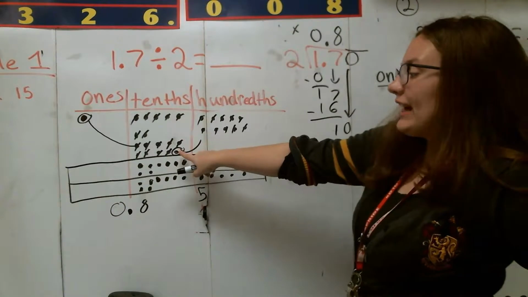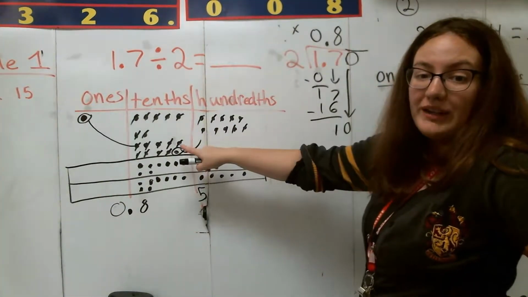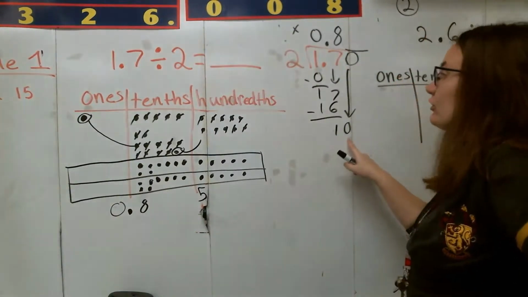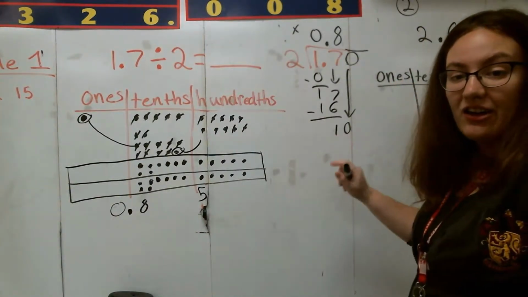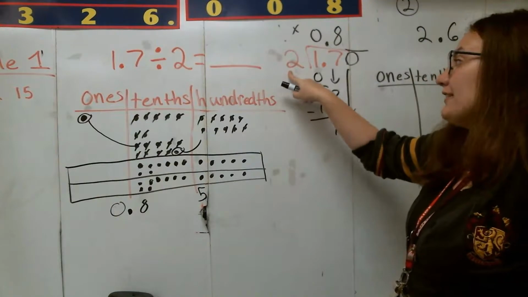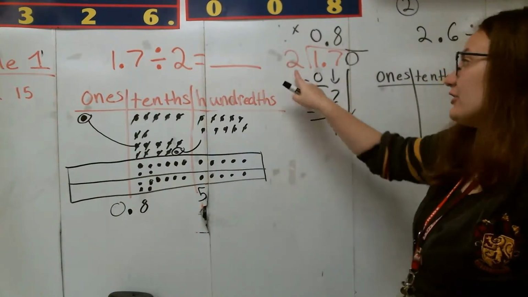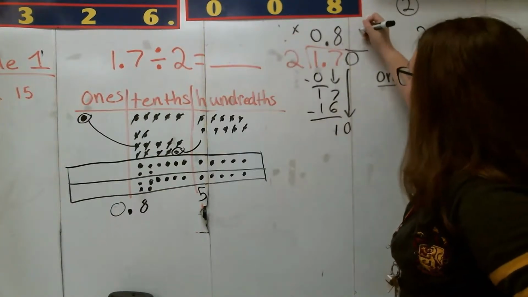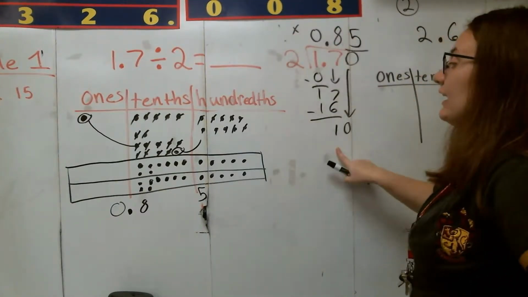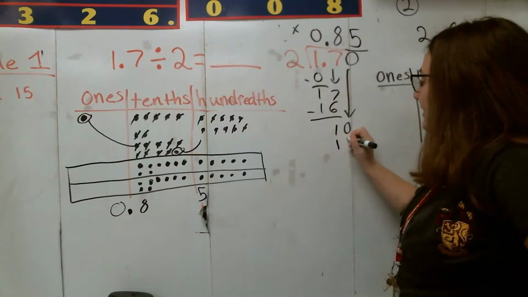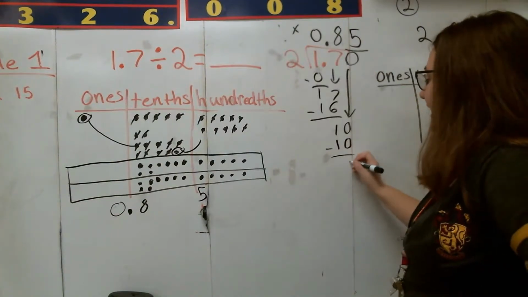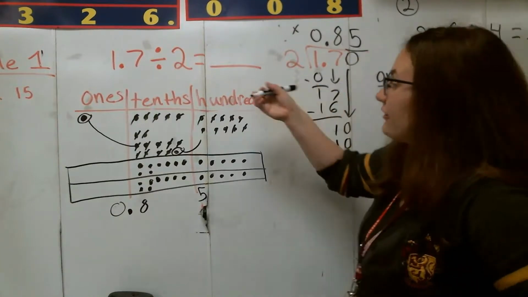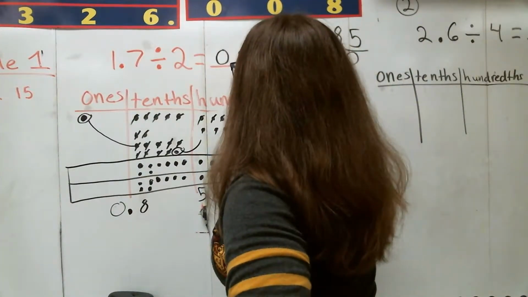Just like how when I had this 1/10, I brought it over and it became 10 hundredths. So over here now I have 10 hundredths. And I think about how many times can 2 fit into 10, or 2 times what is 10? Well, 2 times 5 is 10. So then that fits, and I subtract, and now I'm left with a remainder of 0. So my final answer for this problem is 85 hundredths.